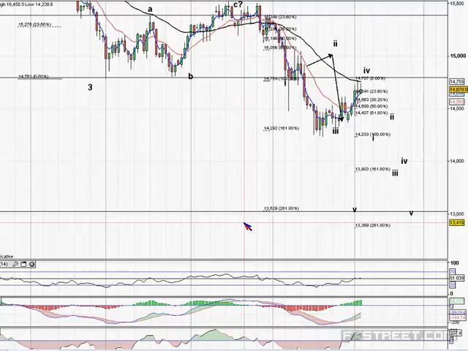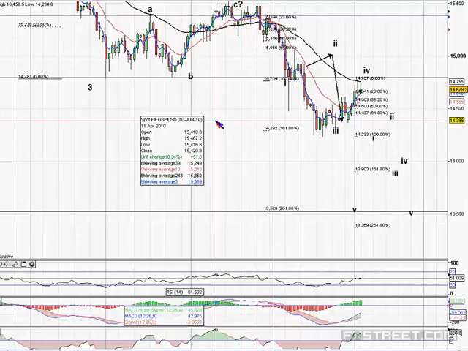Dollar Swiss, I said I was going to talk about it. Now, dollar Swiss used to have this what I'd call -1 correlation with euro dollar, i.e. euro dollar would go up and dollar Swiss would invariably go down.